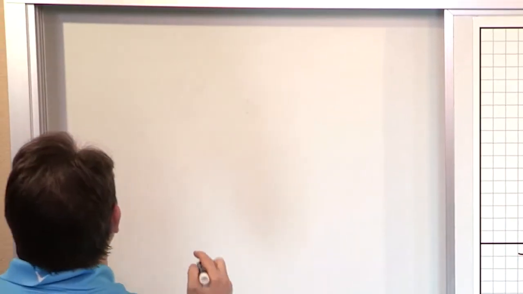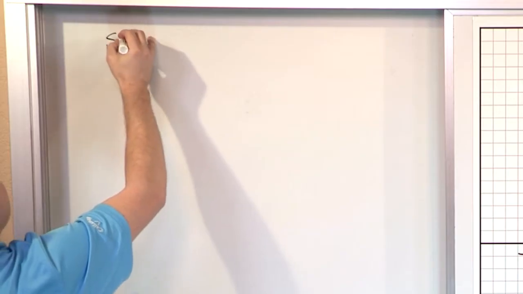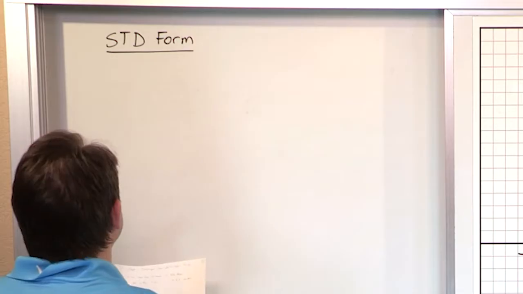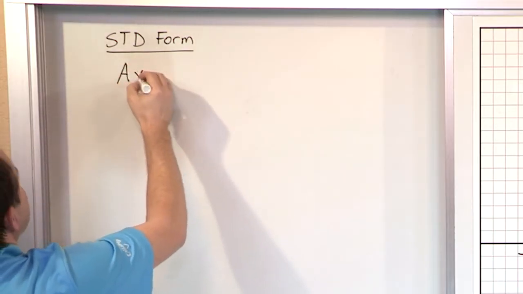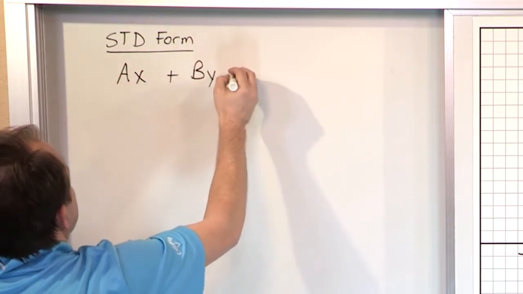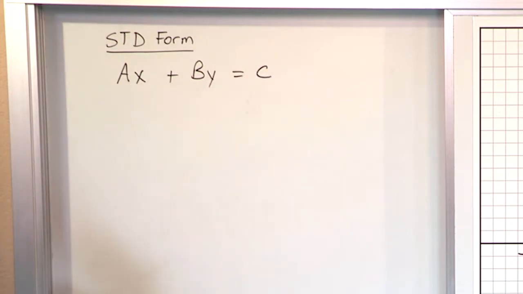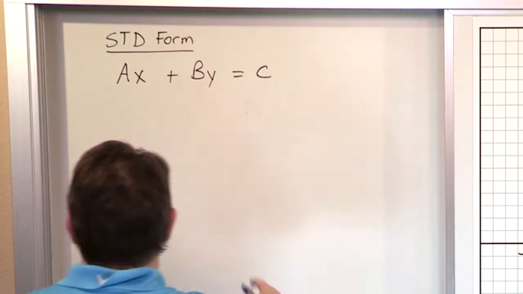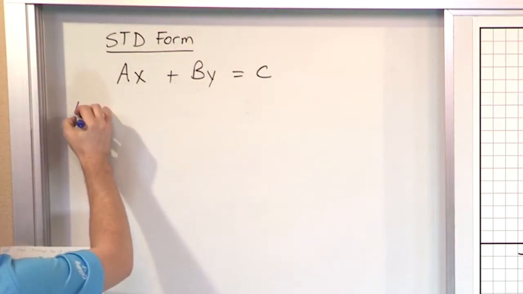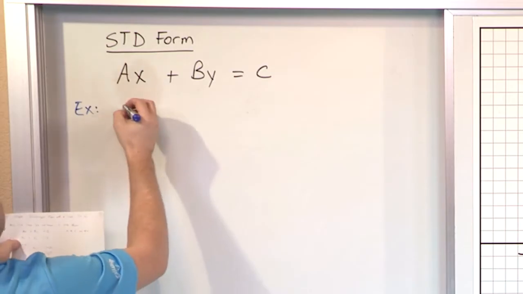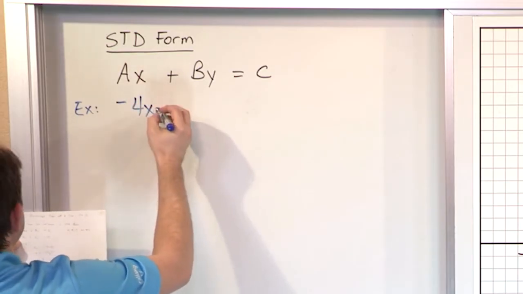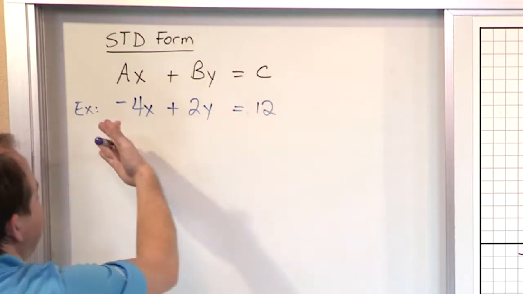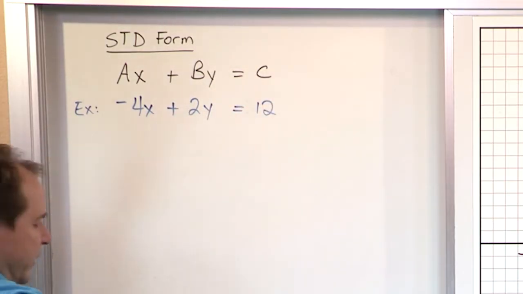We recall that we can talk about the standard form of the equation of a line, which we've already discussed many, many times, but just to refresh your memory, that's ax plus by is equal to c. So a, b, and c are numbers, any numbers you want. An example of this would be, for instance, negative 4x plus 2y is equal to 12. I just made up some numbers. It doesn't matter what they are.